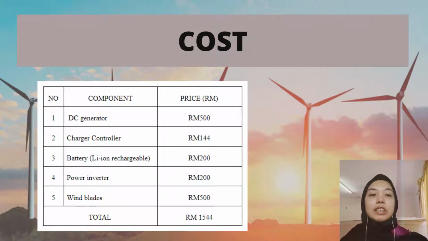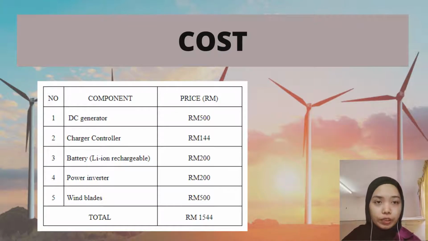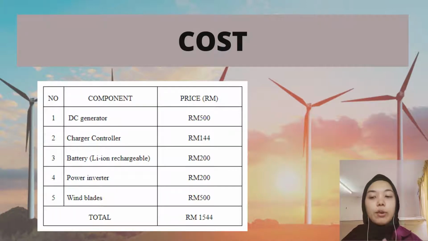The total cost to build a wind turbine is 1,544 ringgit. This includes the DC generator, which is 500 ringgit, the charger controller, which is 144 ringgit, the battery, which is 200 ringgit, and the power inverter, which is 200 ringgit. And for the wind blade, our budget is 500 ringgit.